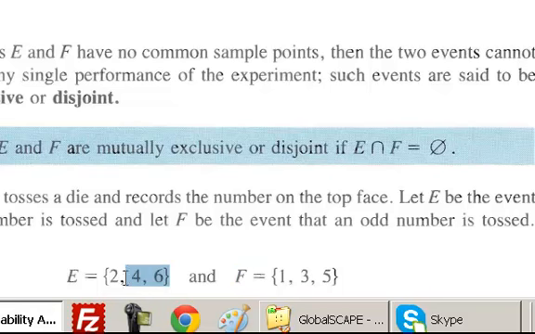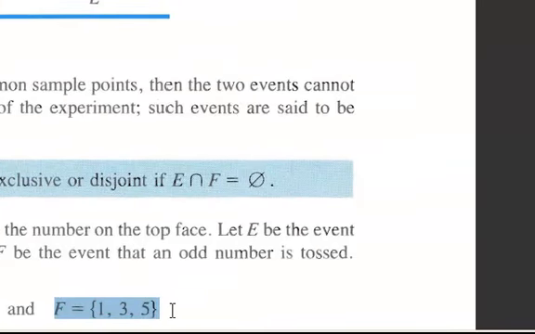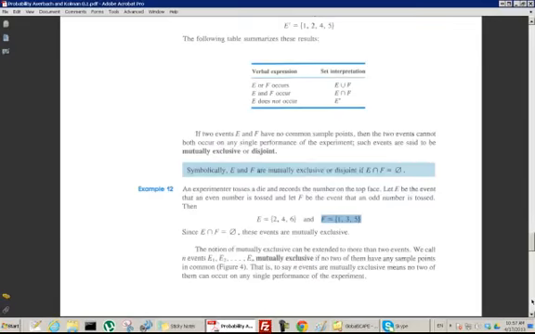These two events are called mutually exclusive. So E and F are called mutually exclusive events. They cannot happen at the same time. It means that when you think of them as sets, they have nothing in common, or their intersection is empty. So symbolically, E and F are mutually exclusive or disjoint if E intersect F is equal to the empty set.